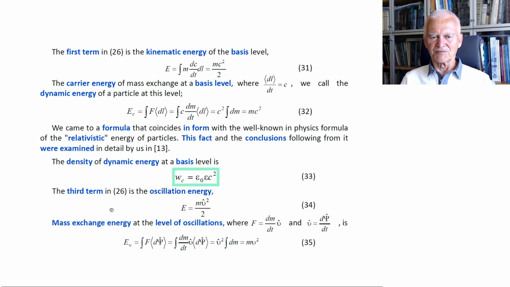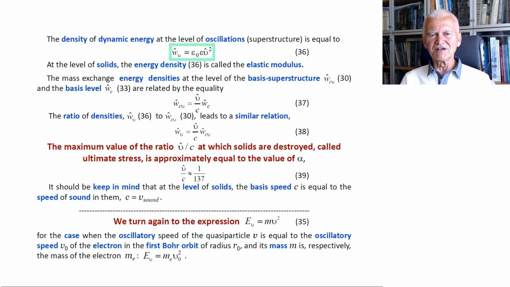The third term in parentheses is oscillation energy. The mass exchange energy at the level of oscillation, where the time derivative of mass is v and the time derivative of displacement is v, is equal to mv squared, this integral. The density of dynamic energy at the level of oscillation superstructure is equal to the corresponding value. At the level of solids, the energy density is called the elastic modulus.